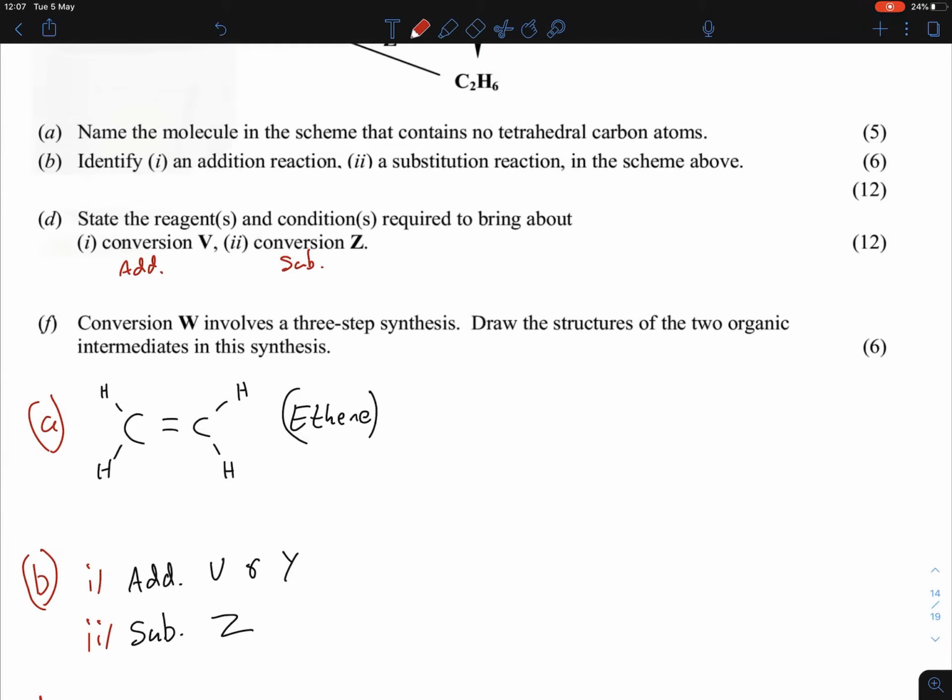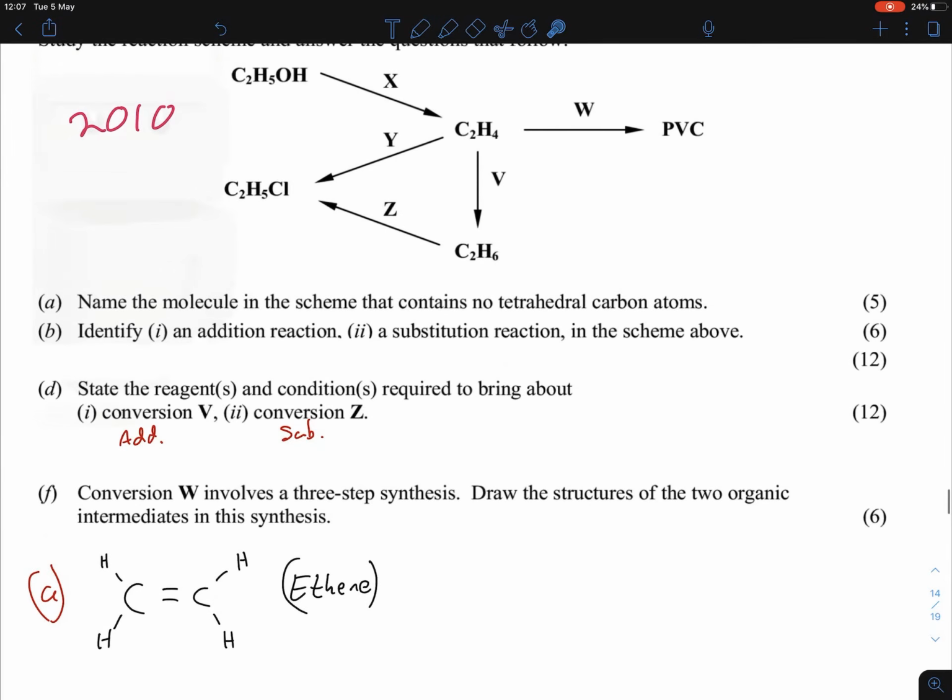So you have to go back to your mechanisms here, guys. For an addition mechanism, we'll go over here to V. You're going from ethene to ethane. All you have to do is find out the difference between them, and that's it. In this case, it's just going to be 2 hydrogens. That's the difference between here and here. So for that conversion for V, for part I, it's simply going to be H2.